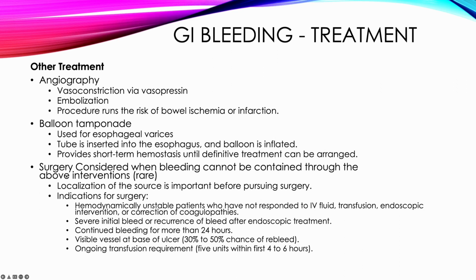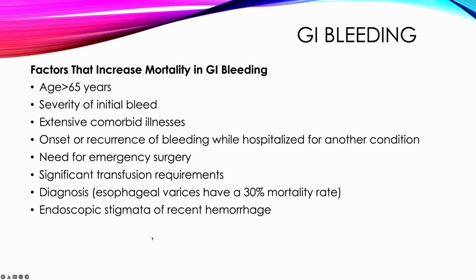And then here are some other indications for surgery. Some factors that might increase the mortality in GI bleeding, of course, age. Anyone greater than the age of 65 has increased mortality with GI bleeding. The severity of the initial bleed, whether or not they have comorbidities, recurrence of bleeding while in the hospital, need for surgery, significant transfusion amounts. Of course, esophageal varices have up to a 30% mortality rate. And also, if they go in and see recent hemorrhages, there is an increased mortality rate.